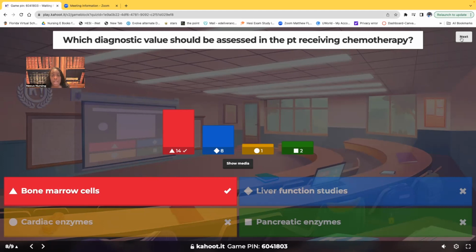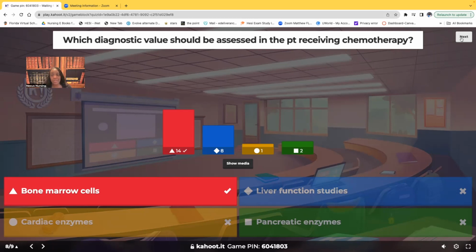Patient would be at risk for what? Bleeding, hemorrhaging. Well, guess where those cells are made? Guess where the RBCs are made? The WBCs and the platelets? In the bone marrow. So the bone marrow is affected by chemo, and that's why those platelets and the WBCs and the RBCs are decreased. So when we're assessing our patient that's getting chemotherapy, an important diagnostic value is to look at the bone marrow cells: the red blood cells, white blood cells, platelets.